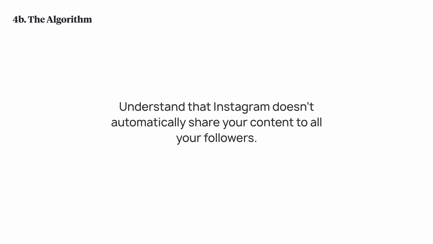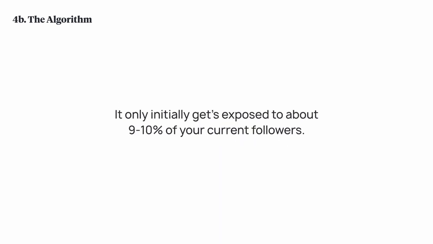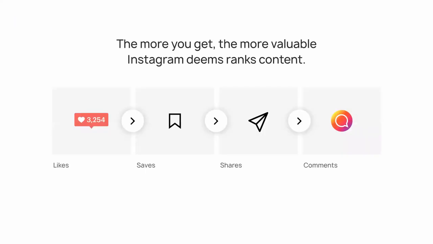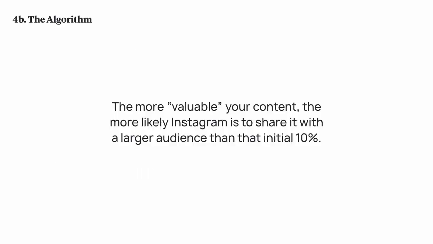Now, Instagram doesn't automatically share your content to all of your followers. You initially only get exposed to about 9 to 10% of your followers. And again, these numbers change all the time, so don't really worry about the specific numbers. Worry about the fact that your posts only get shared with a small amount of your followers. So the more of these types of engagement that you get, whether it's likes, saves, shares, or comments, the more valuable Instagram ranks your content as.